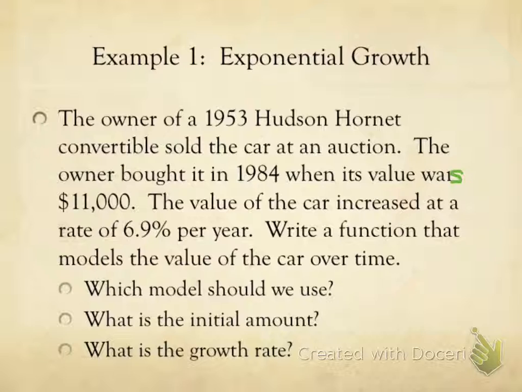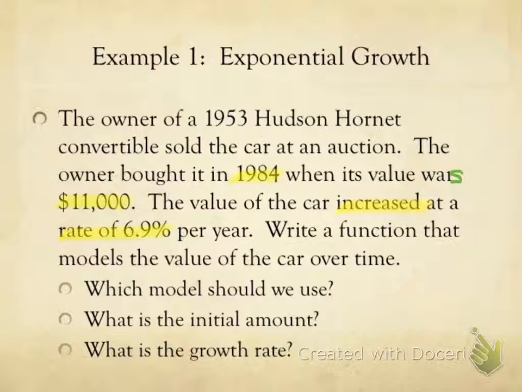The value of the car increased at a rate of 6.9% per year. Write a function that models the value of the car over time. All right, so we've got some key information here. First of all, we know he bought it in 1984, and at that time it was worth $11,000. From that time until now, when he's selling it in the auction, it has been increasing at a rate of 6.9% per year.